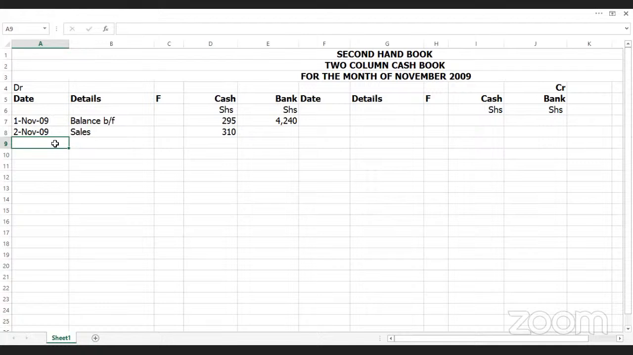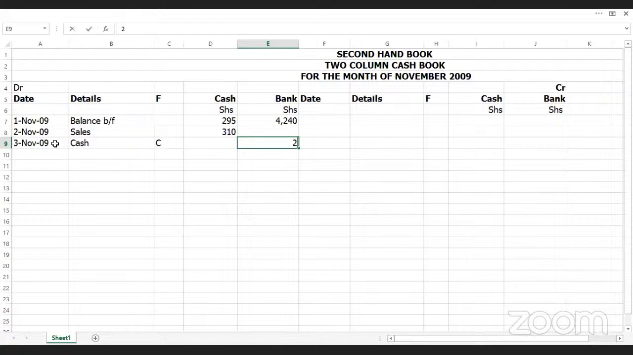That is on which date? The third. That is on 3rd November 2009. So our bank increases because we deposit, we took cash and we deposited in the bank. So here we write cash in the details column. Then in the folio column I'll put capital C, because we use capital C in case there is a contra entry. Then in the bank column, how much was deposited? 200 shillings.